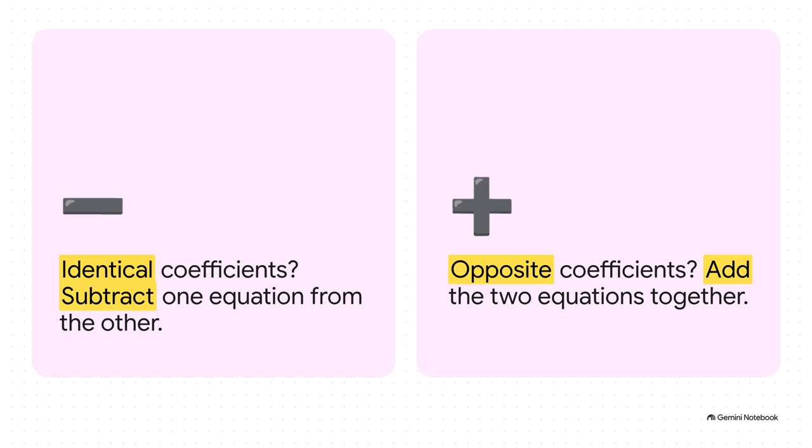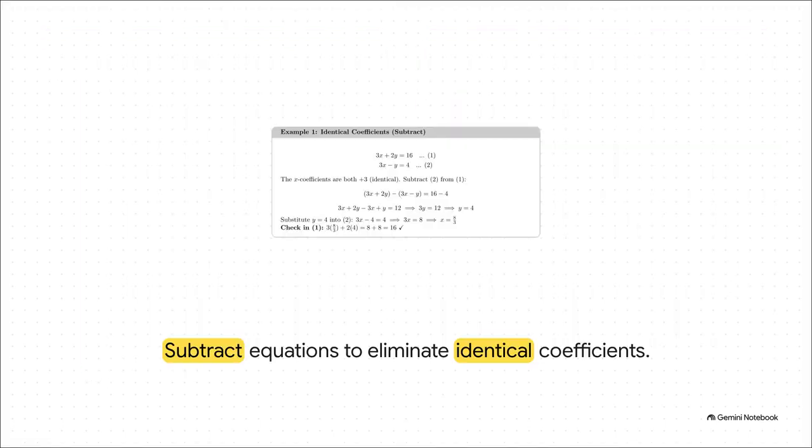Like, do they have identical coefficients, say a +3 and another +3? If they do, you just subtract one entire equation from the other. But what if they have opposite coefficients, like a +3 and a -3? Well, in that case, you just add the two equations together. This is a brilliant illustration of exactly what that looks like in practice.